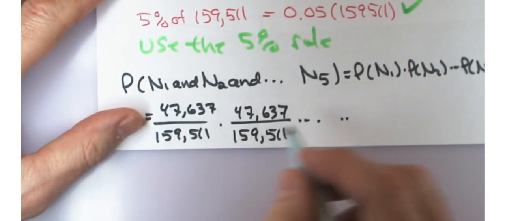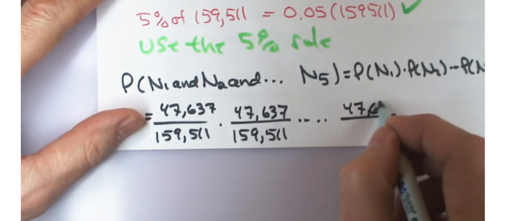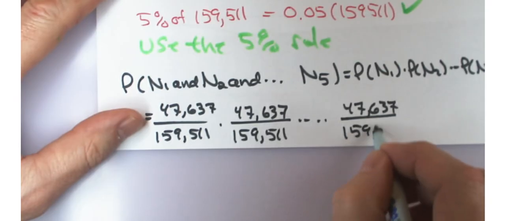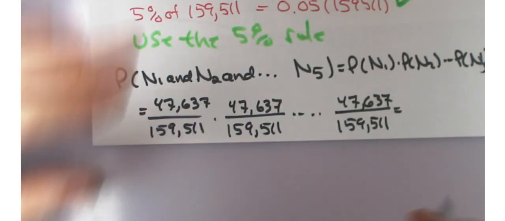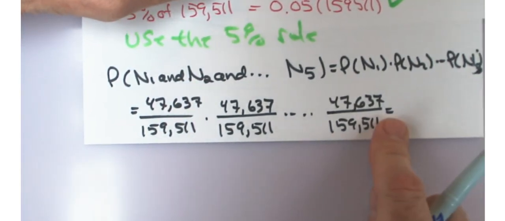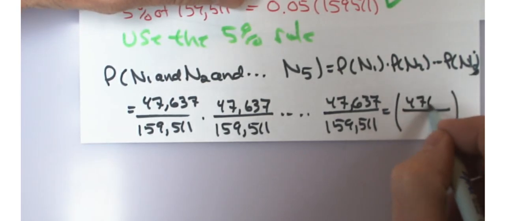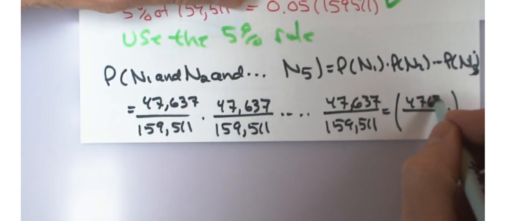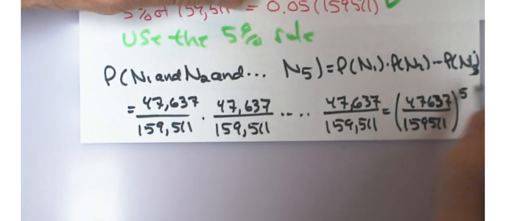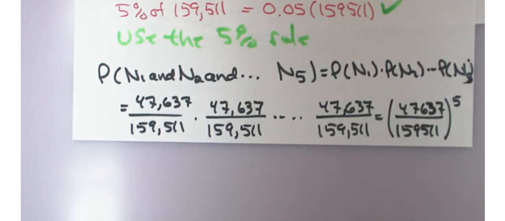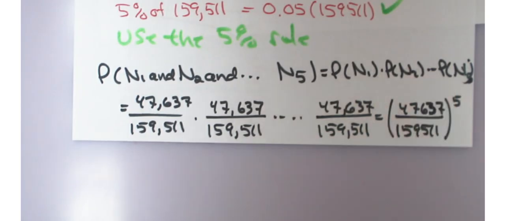And so on, all the way down to 47,637 over 159,511. Now even this looks like a real pain to calculate on your calculator. But what's the fast way to do this? Yeah, to the power of 5: 47,637 over 159,511 to the 5th power. And that's the big thing here, is that because these are independent, we can multiply their probabilities together to get this final answer.